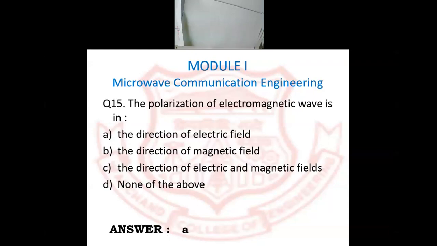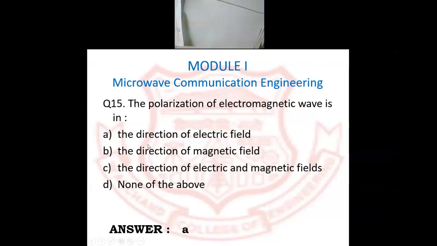Earlier I told you that the polarization is depending upon the electric field component, not both electric and magnetic. If it is the direction of a wave, then it is depending upon the electric and magnetic direction. Here it is the polarization of the electromagnetic wave. If it were the direction of propagation of the electromagnetic wave, then it would be C. Now it is polarization, so polarization is depending upon the electric field vector.